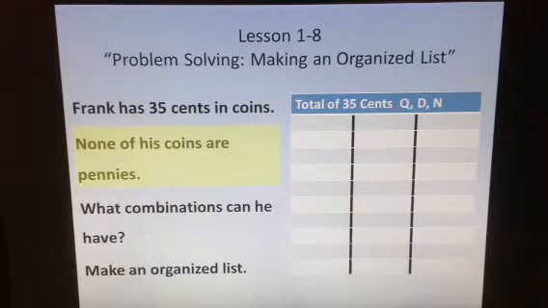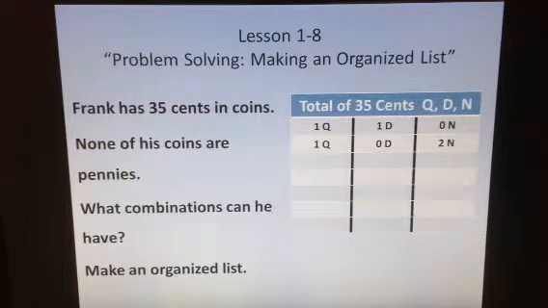So then we ask ourselves, what combinations can he have? Let's start at the beginning of that list with quarters. He could have 1 quarter, 1 dime, and 0 nickels. A quarter is 25 cents, a dime is 10 cents, so 25 plus 10 is 35. We could also have 1 quarter, 0 dimes, and 2 nickels. That would add up to 35 cents.